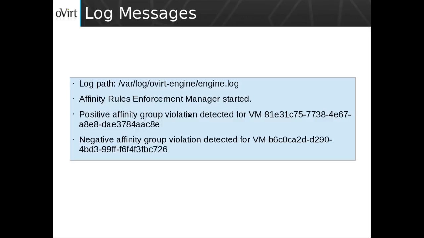And each time it finds a VM that violates the affinity groups, it's going to print something like this to the log: positive affinity group violation detected for VM, and then the VM ID. This of course means that a positive affinity group violation was found, and the same goes for a negative affinity group violation. So now I'm going to show you the Affinity Rules Enforcement Manager in action.